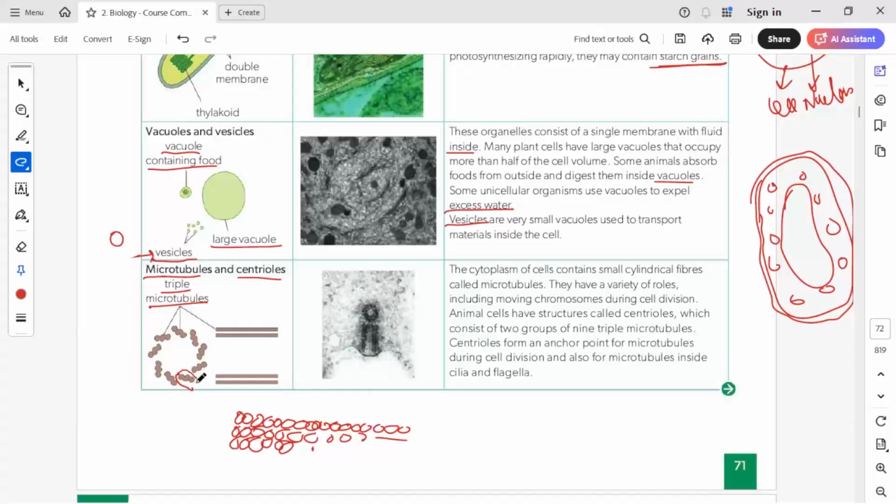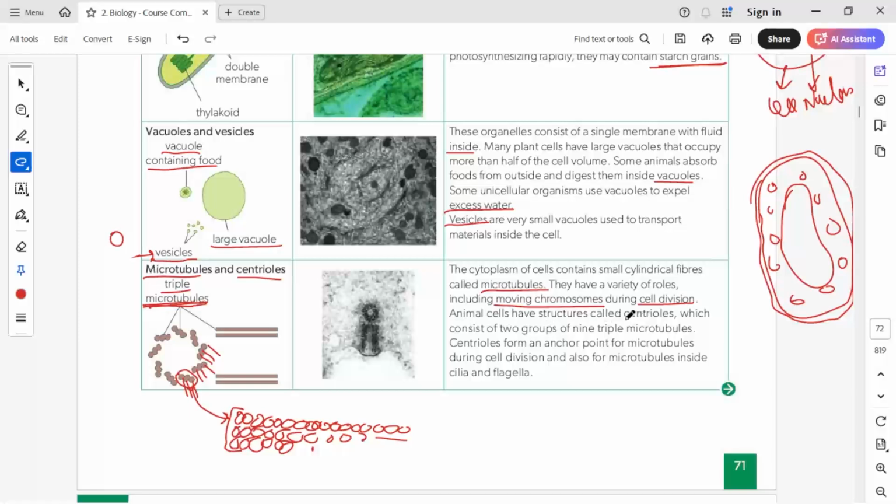If you see this one thing from the top, it will look like this. So these are long thread-like structures, and three of them will be arranged like this. So this is basically forming a centriole or flagella or cilia. They will all be formed with these microtubules. Okay. So the cytoplasm of the cell contains small cylindrical fibers called microtubules. They have a variety of roles, for example, movement of chromosomes during cell division. So we just discussed, the spindle fibers are also made up of these microtubules.